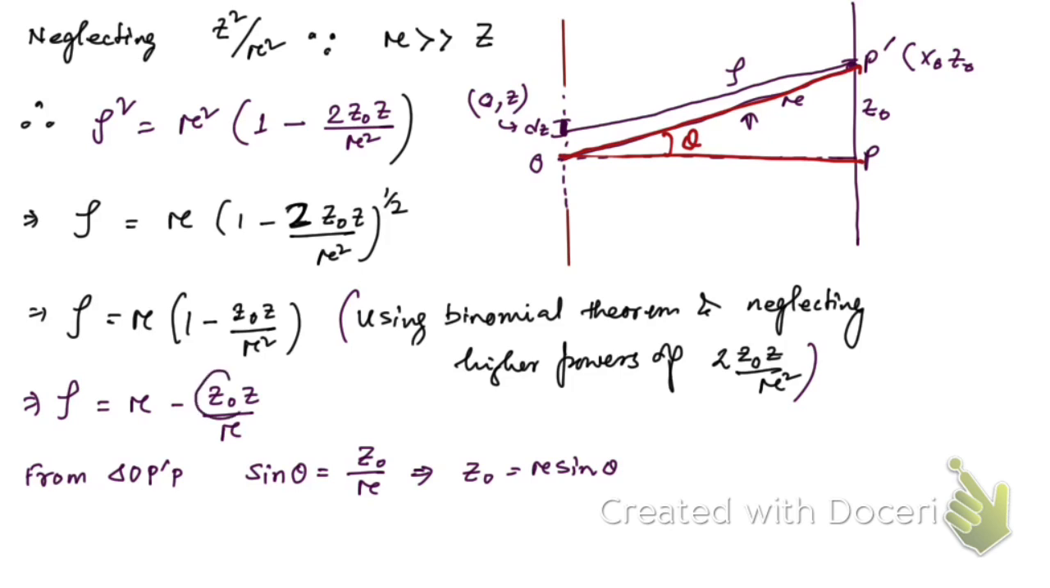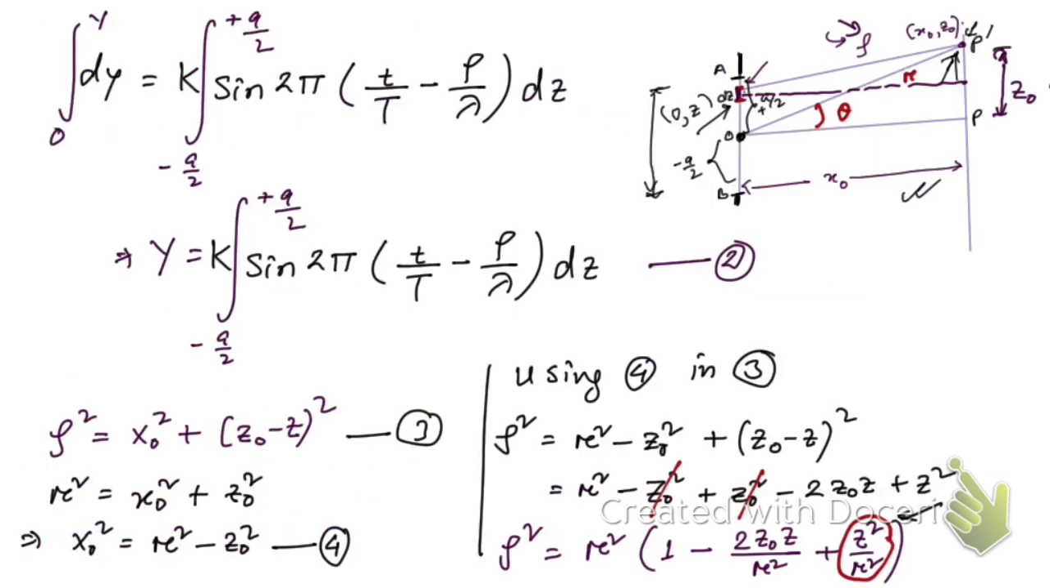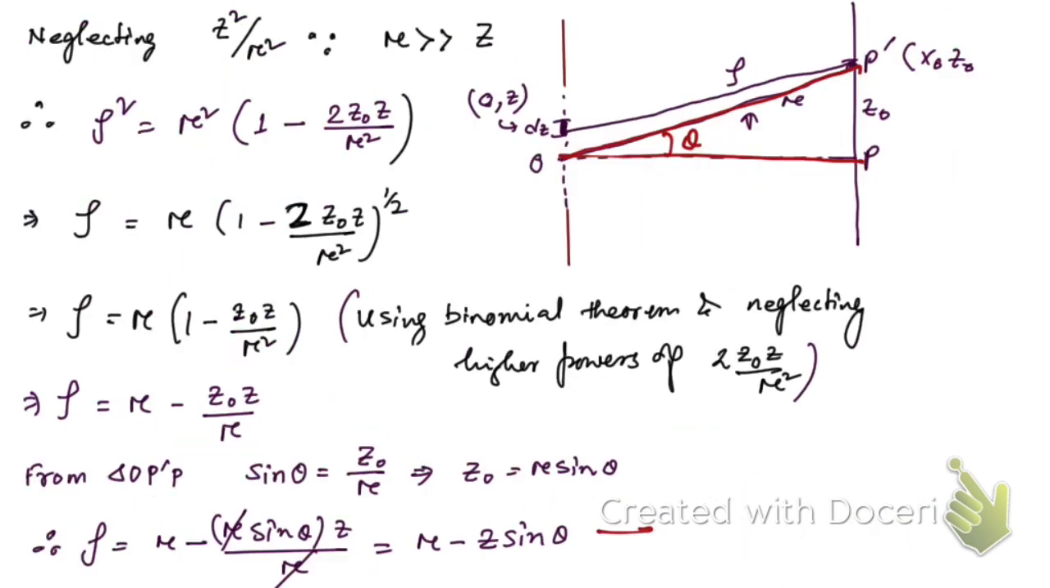Now let's replace this z naught by this value r sine theta. Therefore what we're gonna get, rho is equal to r minus, instead of z naught if you put r sine theta, then into again z by r. So this r cancels, so that's going to be equal to r minus z sine theta. That is the value of rho. So let it be equation number 5, since the last equation number was 4.